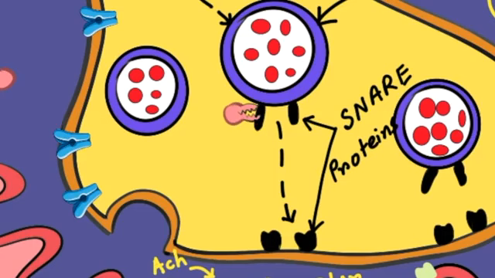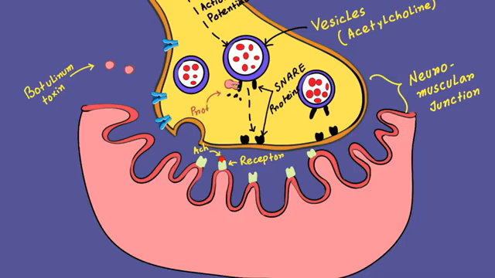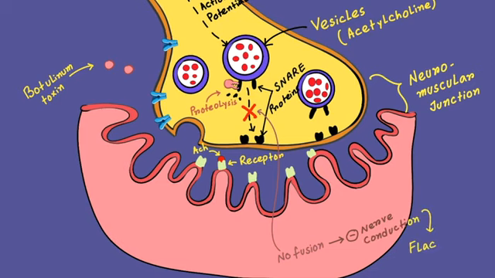Now what do they do in the nerve membrane? They proteolyze or cut down the SNARE proteins. So the fusion of vesicle and nerve membrane will be hampered and there will be no exocytosis of acetylcholine. That is how botulinum toxin interferes with the nerve conduction and there will be flaccid paralysis.